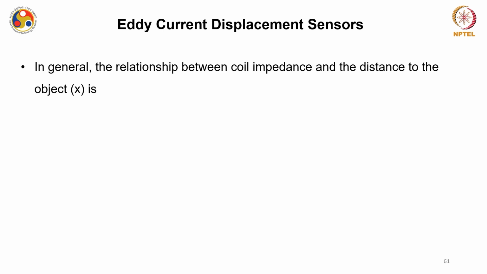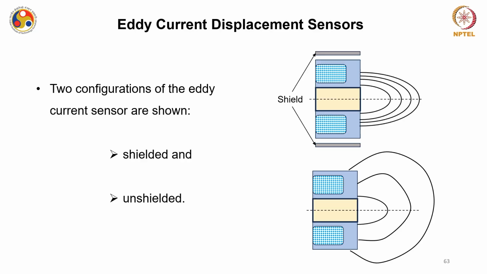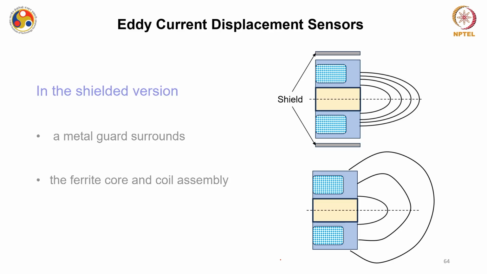In general, the relationship between the coil impedance and the distance of the object x is nonlinear and influenced by temperature as well. Eddy current sensors typically operate, not exactly, but in between 50 kilohertz to around 10 megahertz. From the fabrication point of view, they exist in two configurations. One is shielded and another is unshielded. There is a slight difference between them, as you can see from the figure also. This one is the shielded eddy current displacement sensor, and this is the unshielded eddy current displacement sensor.